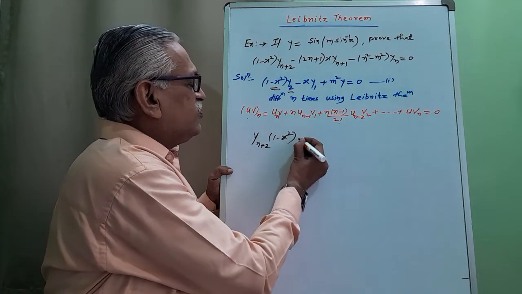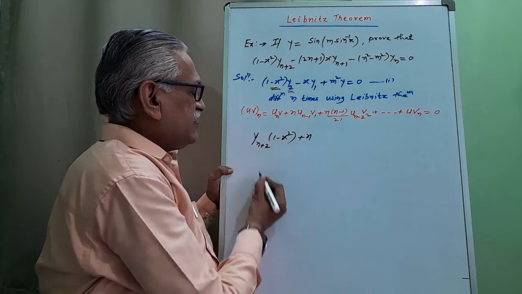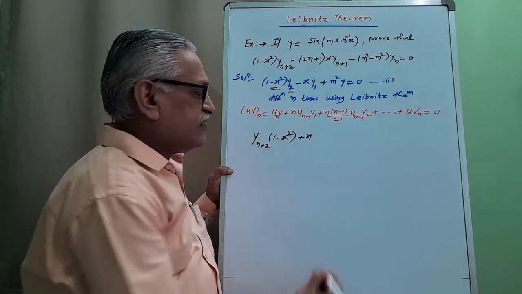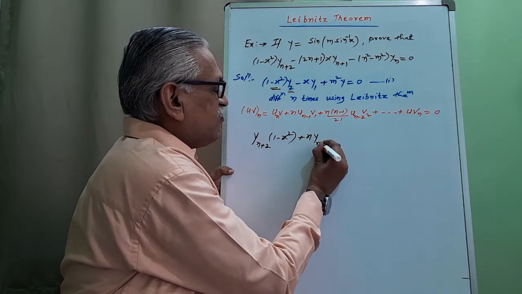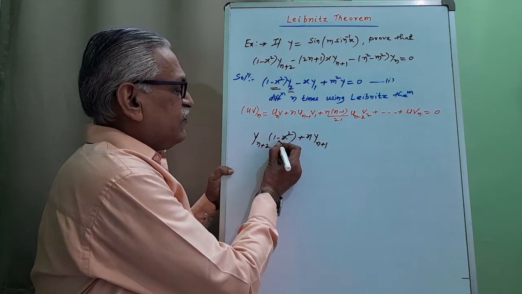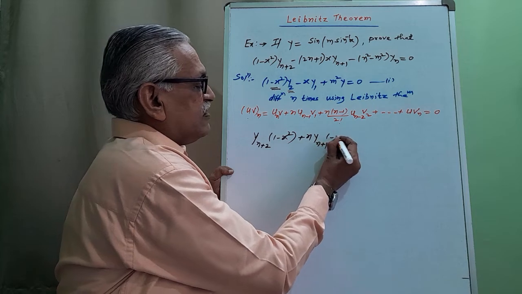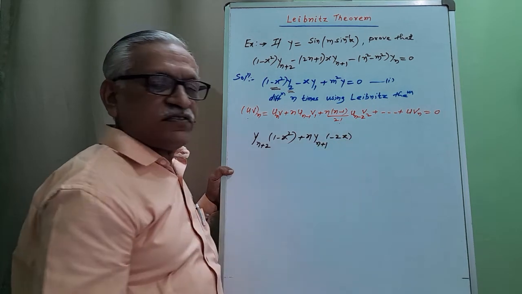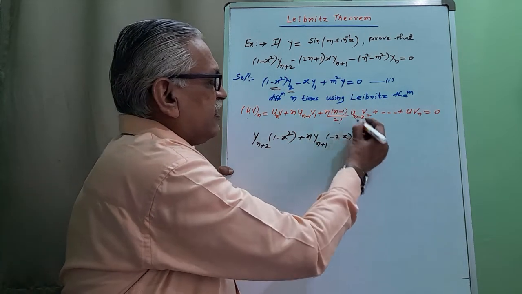Next one is n into u_(n-1). Decrease this suffix by 1, we get that next term as y_(n+1), into v1, the first derivative of this term, which is minus 2x.